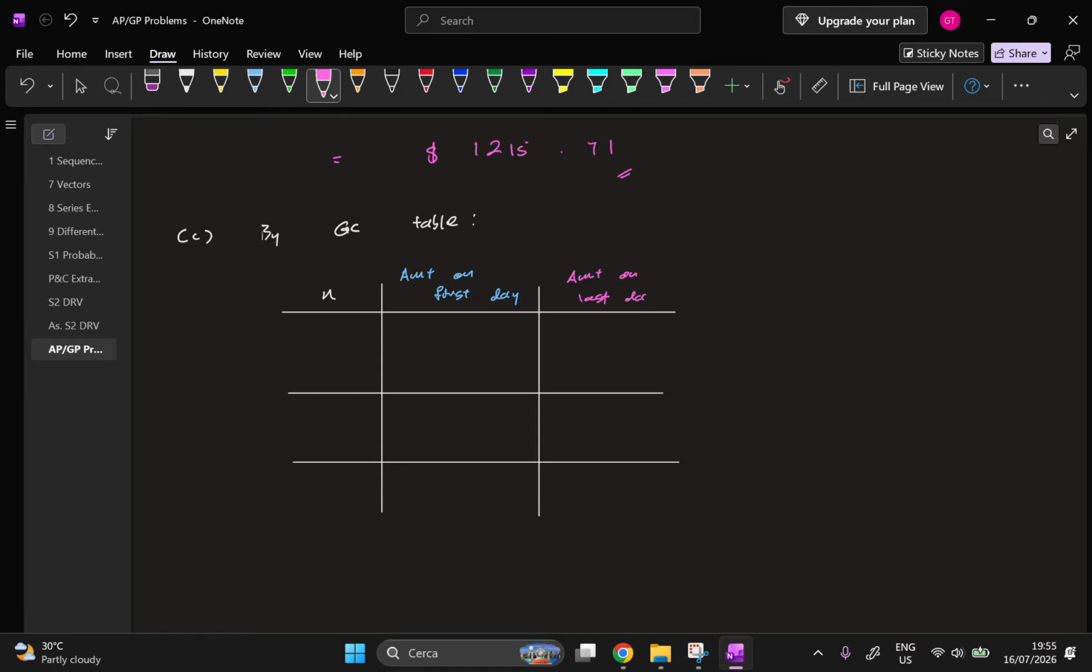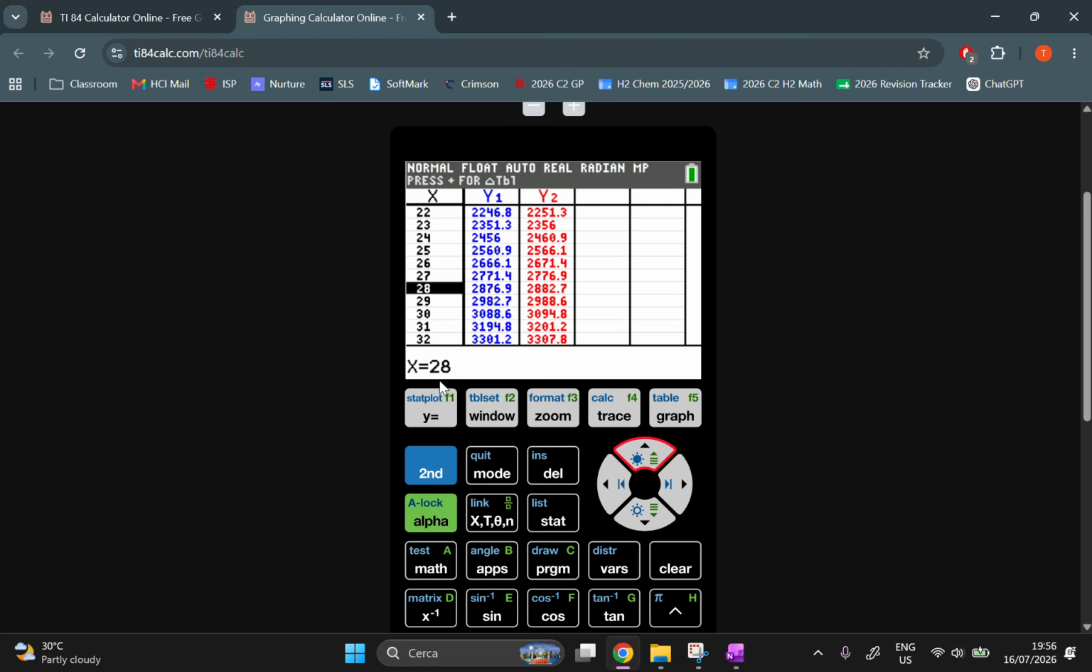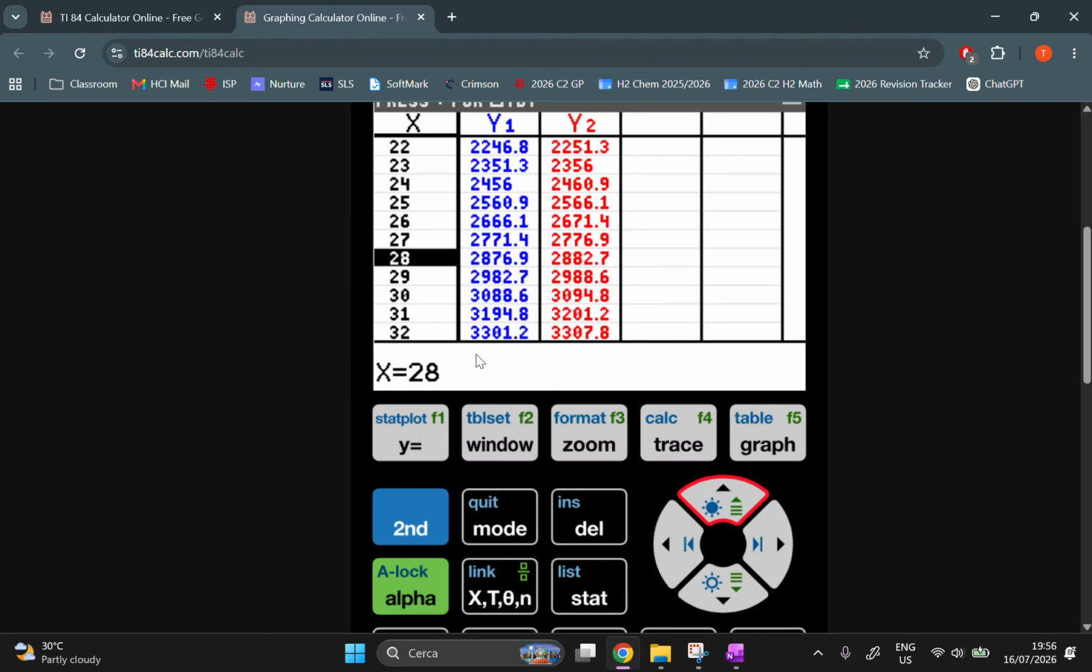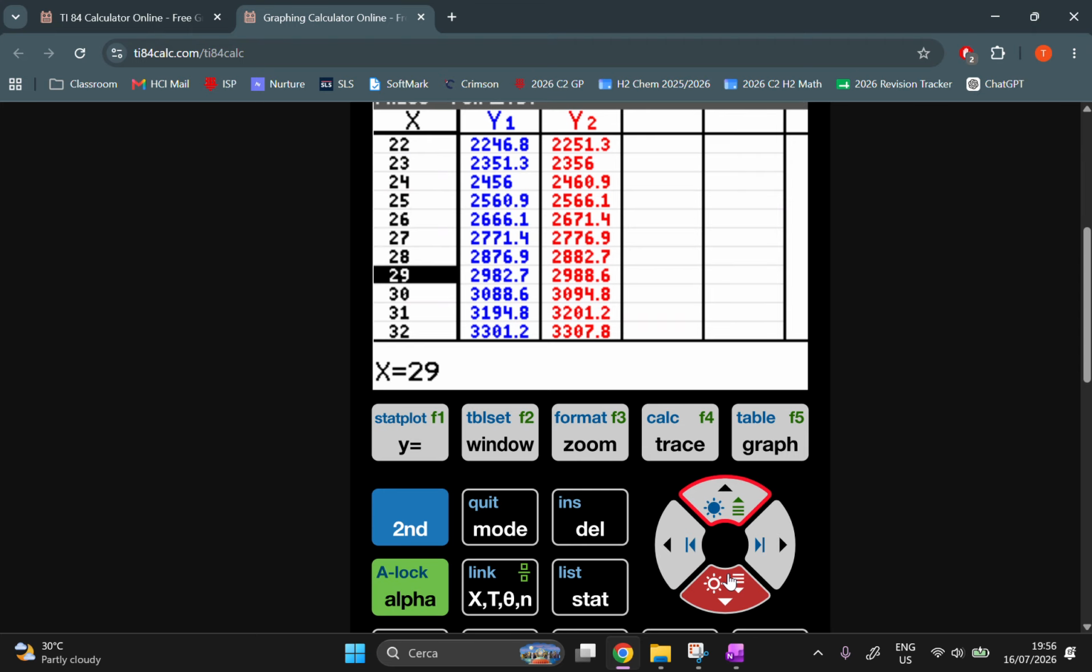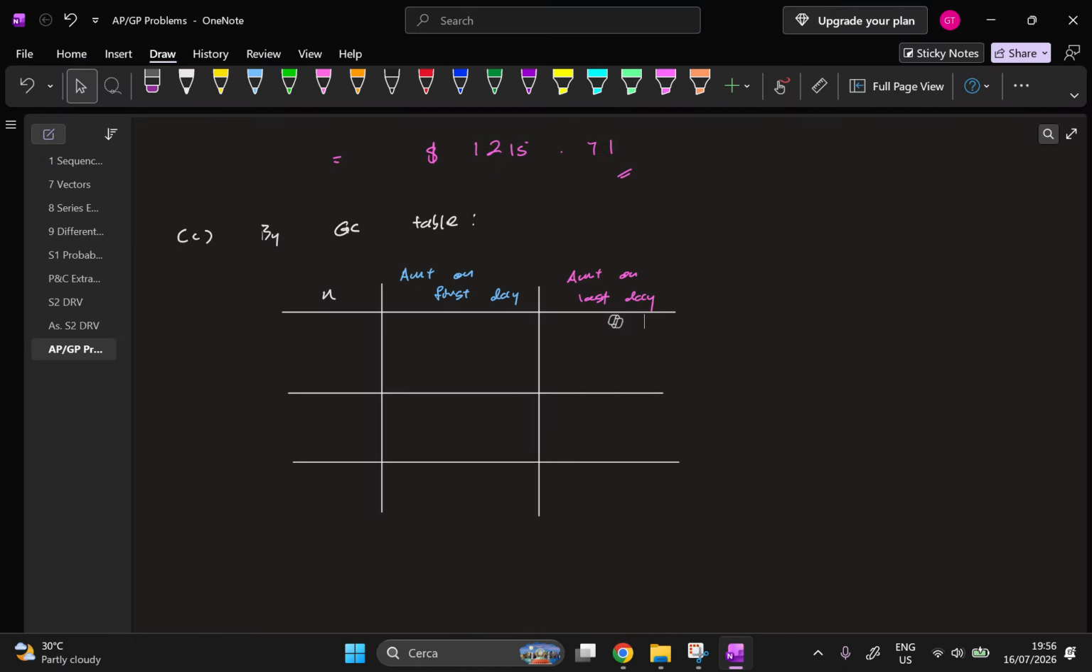So you saw me key into the GC table already. In the GC table, I want it to exceed 3,000. So I go here. The first instance in which either of them exceeds 3,000 is N equals to 30. So I copy out these 3 rows, the 29, the 30, and the 31. I'm going to copy it out now.